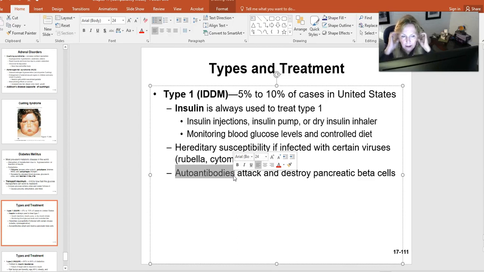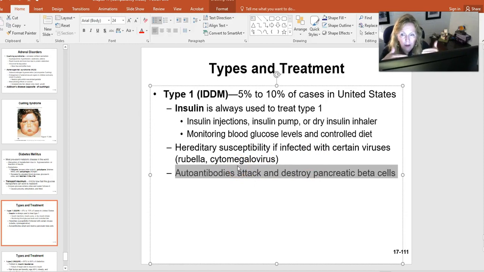So it is very much known that there is probably a hereditary component. But when someone gets infected with something pretty mild, things that are usually fairly common, they create autoantibodies that attack and destroy the beta islet cells. They made these antibodies to attack the viruses, but the viruses look so close in structure that the beta islet cells get destroyed too.